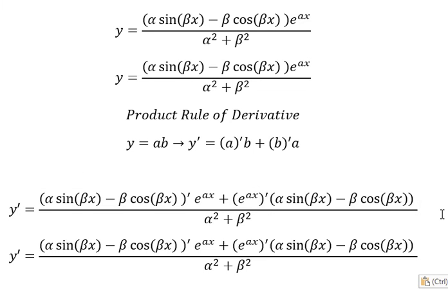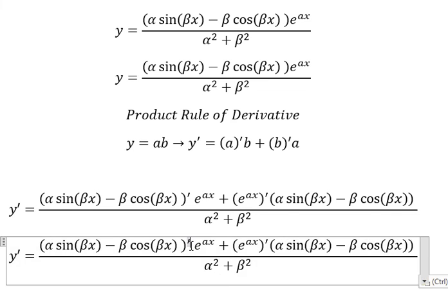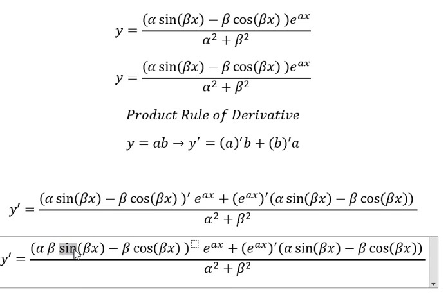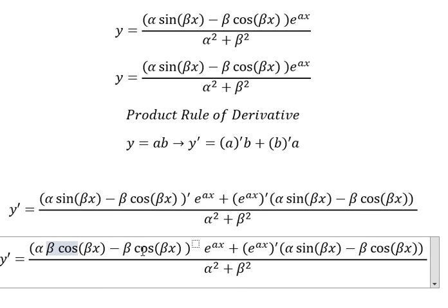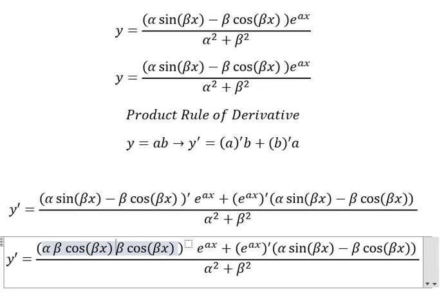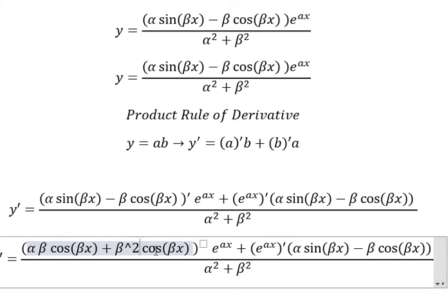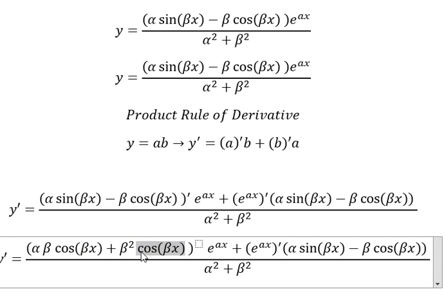So if we do the first derivative of sine beta s, we have cosine beta s multiplied by beta. This one we have positive sine beta s with beta. So this one we have beta square in here, and this one we change for sine.